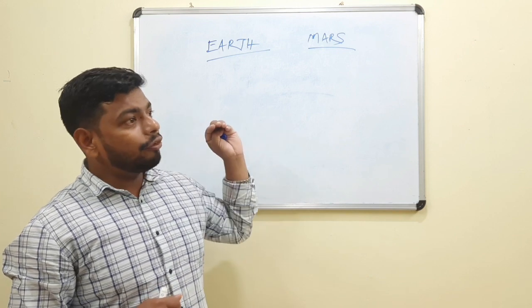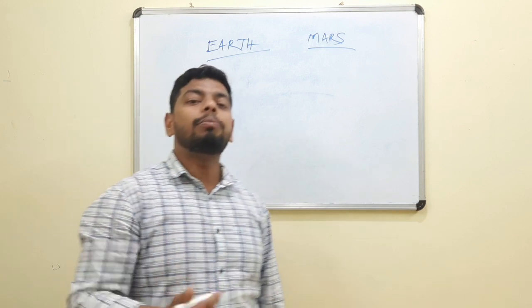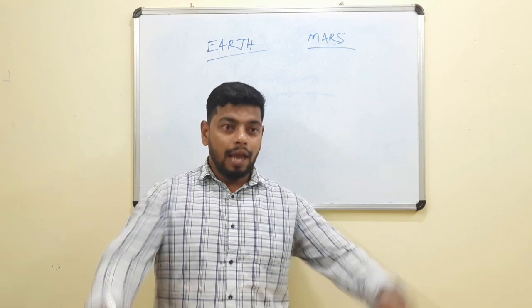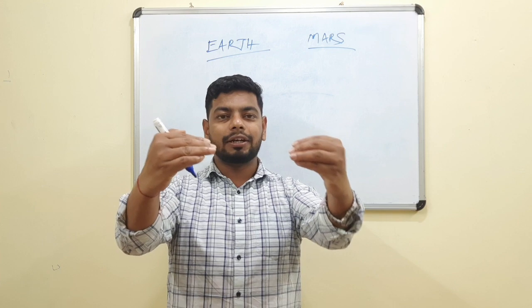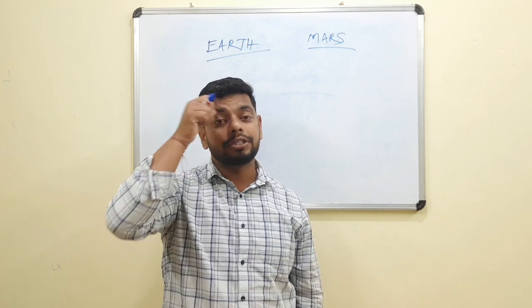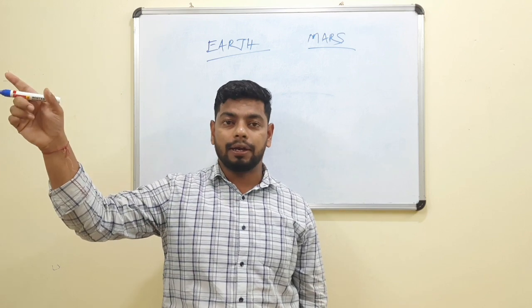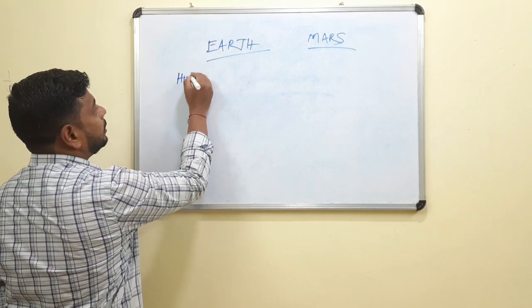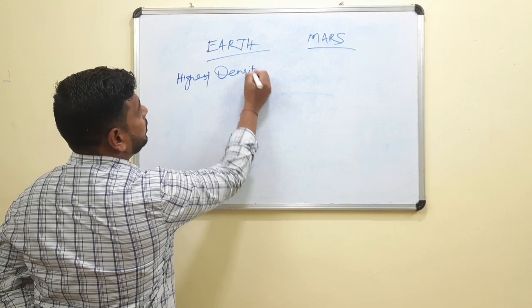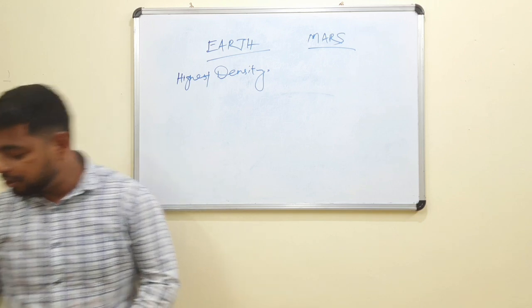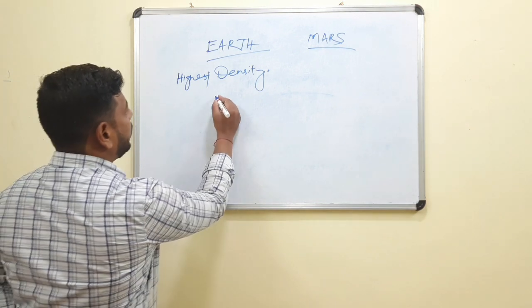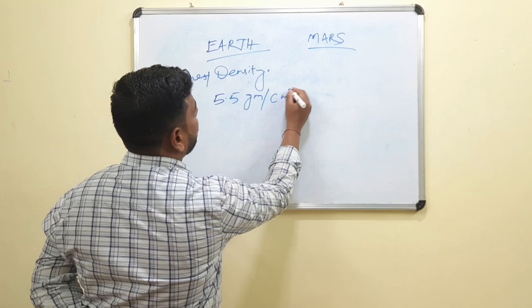Fine. And we have also learned that the density of terrestrial planets is more as compared to Jovian planets. Here we will learn both the planets simultaneously, at a time. One thing to know is that Earth has the highest density. Anybody can guess how much? The Earth has the highest density, that is 5.5 gram per centimeter cube.